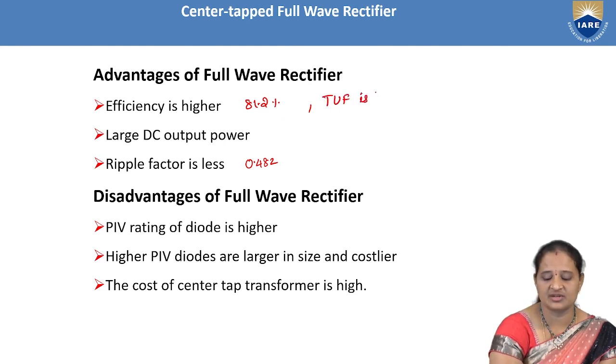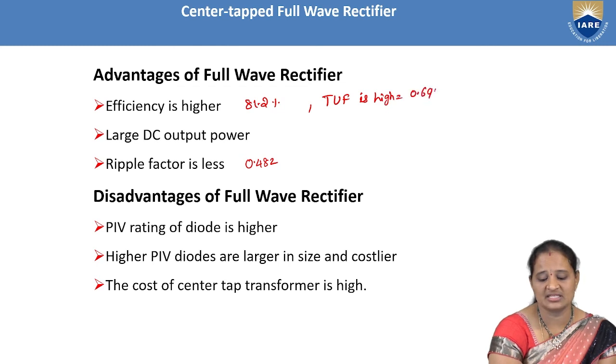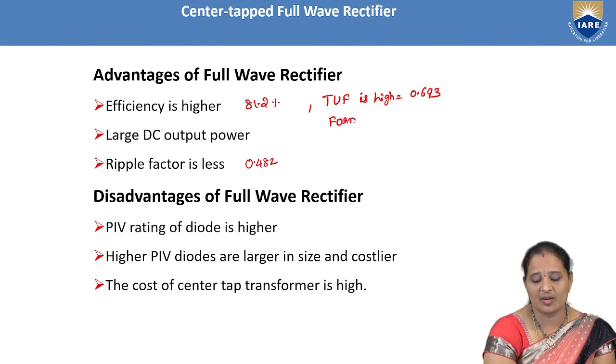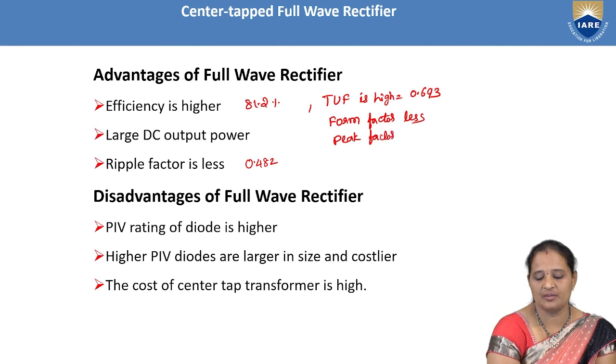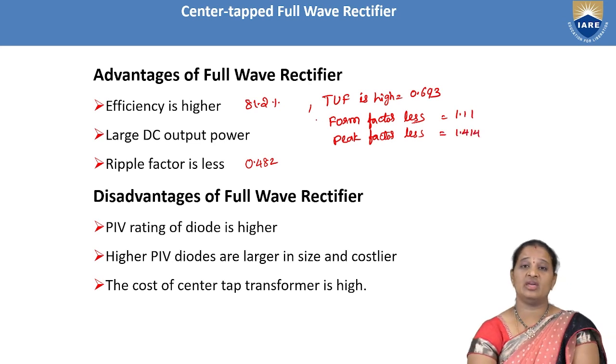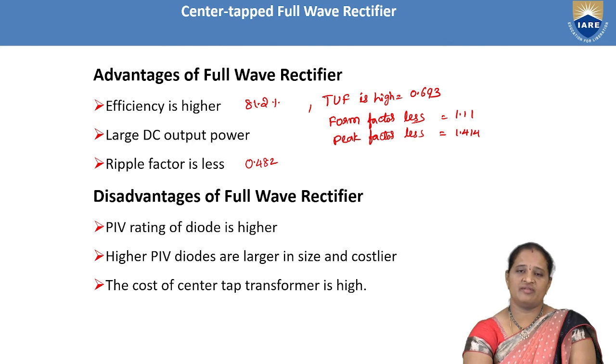Transformer utilization factor is high, which is equal to 0.693, and even the form factor is less when compared to the half wave rectifier. Form factor is less, and peak factor is also less. Already we have calculated this is 1.11, whereas this is 1.414. So these are all the advantages of the full wave rectifier.